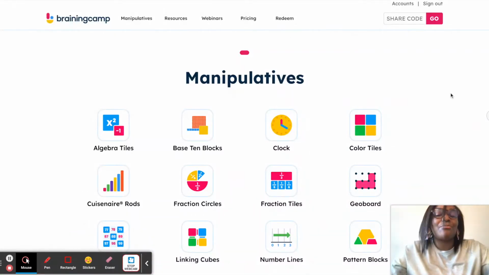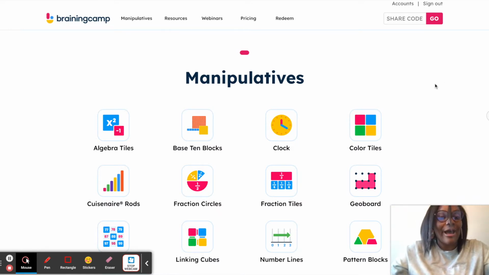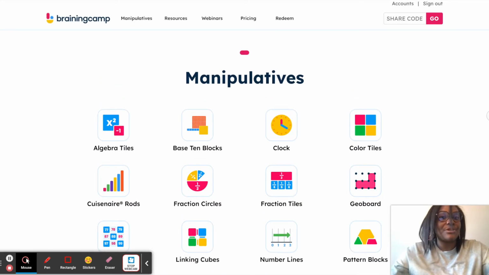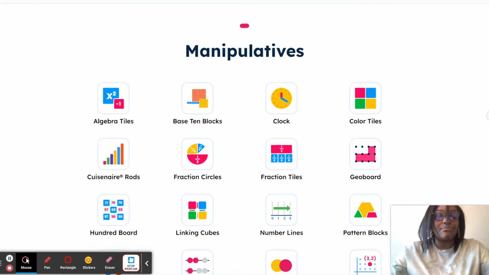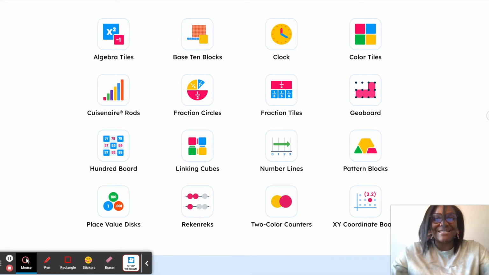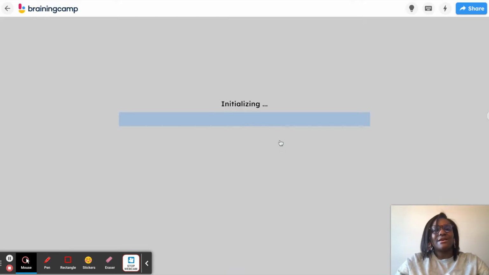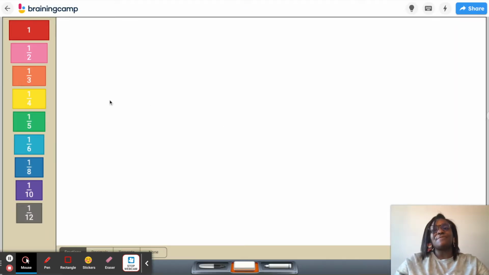The beautiful thing about Brainycamp is that with that free 30-day trial, you have 30 days of free access to all of their manipulatives. Whatever username and password you give your students, when they log in, it will automatically save on their computer and show them all the manipulatives Brainycamp has to offer. So many math goodies. For this part of the lesson, you're going to have your students explore using the fraction tiles. All your students will click on fraction tiles, and the fraction tiles will be here.